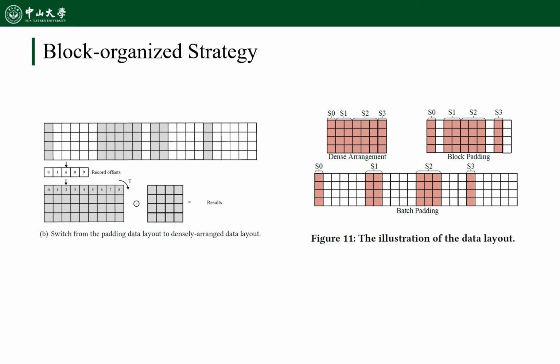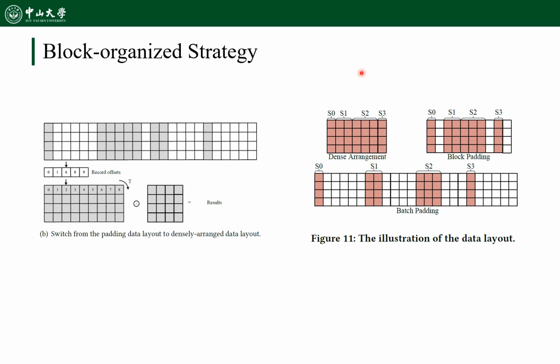Until now, if we use the word accumulation strategy, we can remove the redundant computation in the linear layers. And if we use the fine-grained strategy, we can remove the redundant computation in the self-attention layers. However, the word accumulation strategy requires the dense arrangement data layout, like this. The dense arrangement has no padding between sentences, and the densely arranged matrix will be put into GEMM.